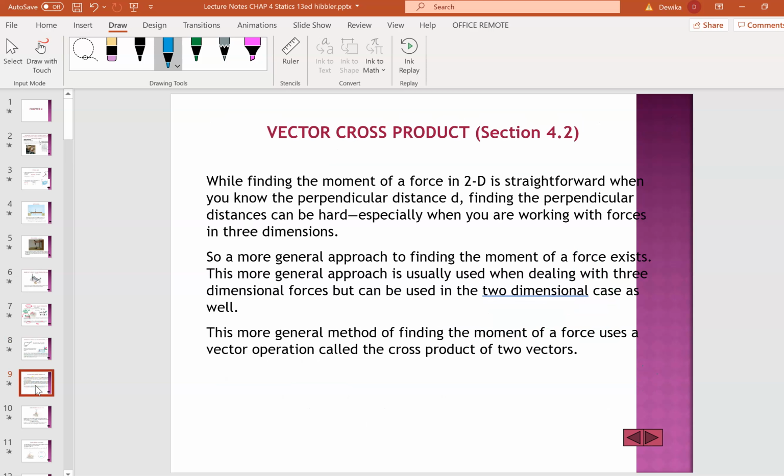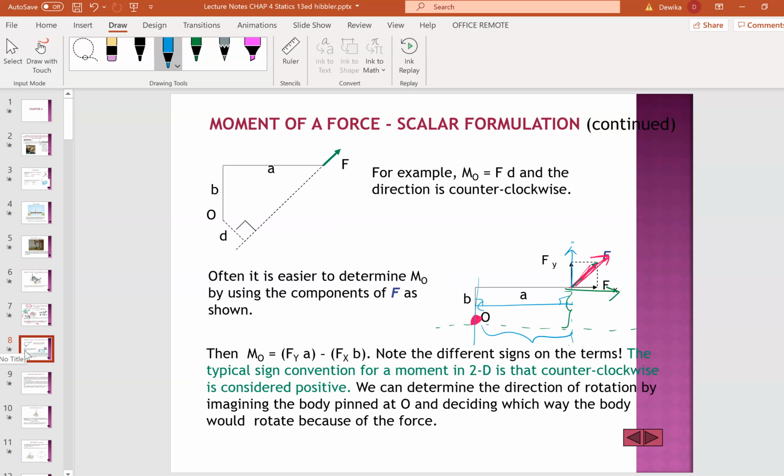This is all for 2D. Cross product will be chapter 4.2, and we'll go through that in the next video, but before that, let's go through an example here.